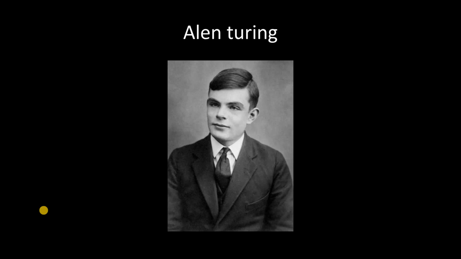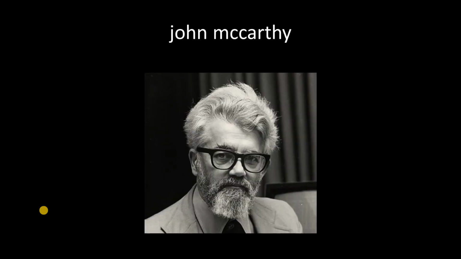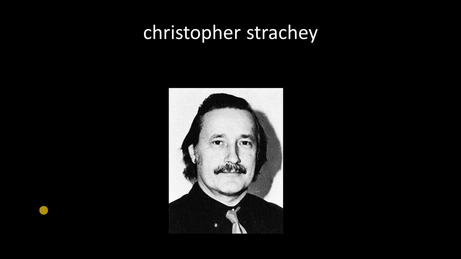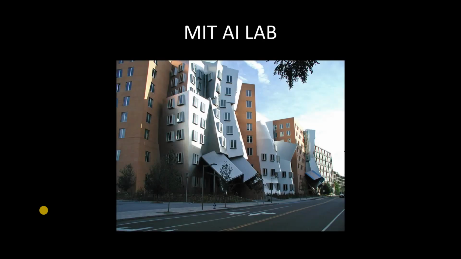So this is Alan Turing, and this is John McCarthy. This person is behind the term AI. He coined the term artificial intelligence in 1956. Another important person in the history of AI is Christopher Strachey. He's the person behind the checkers program. Then comes the most important achievement for AI, that is the MIT AI lab. It's the first lab introduced for AI and its research, and research is still going on there.